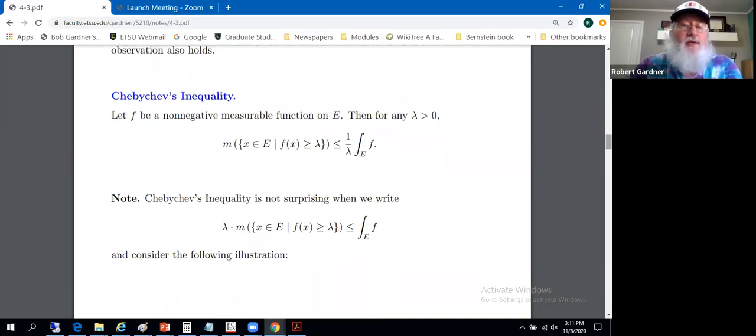Lebesgue's inequality says: let f be a non-negative measurable function on set E. Then for any lambda strictly greater than 0, the measure of the set of x values such that f of x is greater than or equal to lambda is less than or equal to 1 over lambda times the integral over E of f.